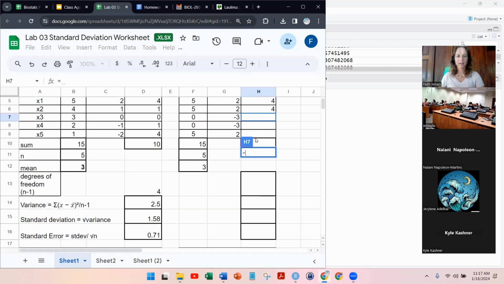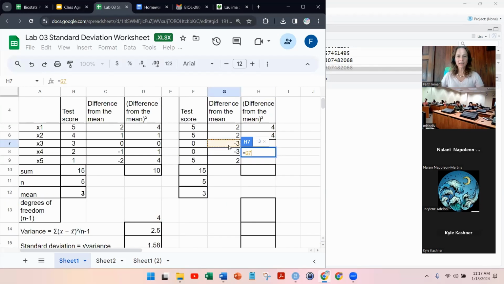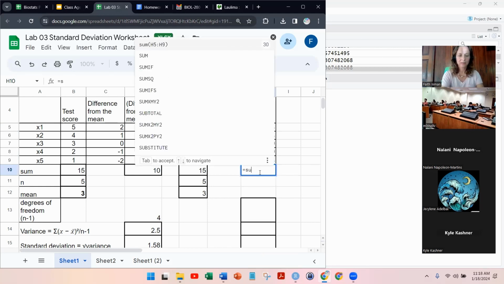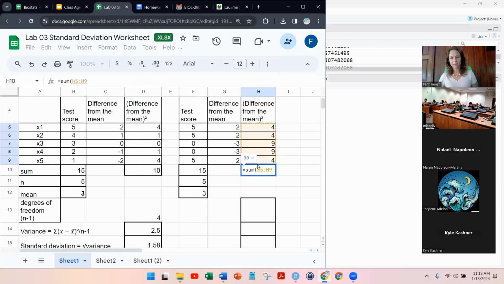Equals, oops, 3 to the power of 2. Square it. Equals difference from the mean squared. Now we have the squared differences and we want to get the sum of the squared differences. So we just say equals sum squared differences. There we go, 30.